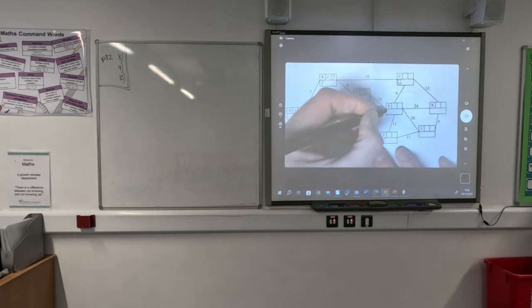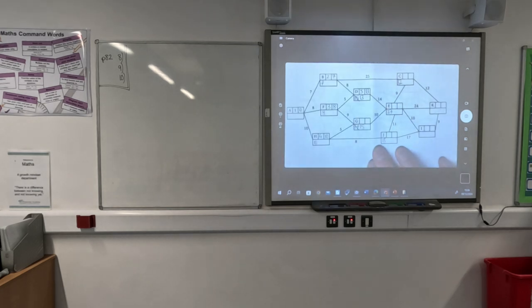13 plus 14 is 27. That's the only one I can get to. So I've now got 32, 27, 15 and 18 as my unboxed nodes. So that means that G is number 6 with a distance of 15.